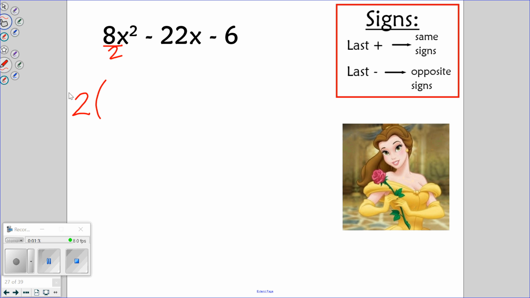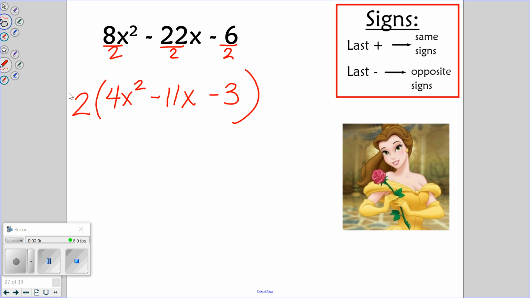And again, if you need to write the divide by 2 on all of these, if that helps you out, you can. So if we take out our 2, 8x squared divided by 2, so 4x squared, right? I haven't changed that yet. Negative 22 divided by 2, so negative 11x. And then negative 6 divided by 2. All right, that is what we did on Friday. We just pulled out the GCF. All right, now we're ready to look at what we did yesterday.